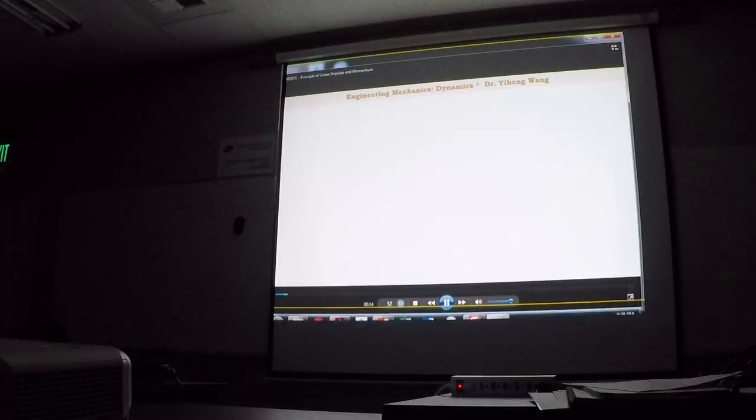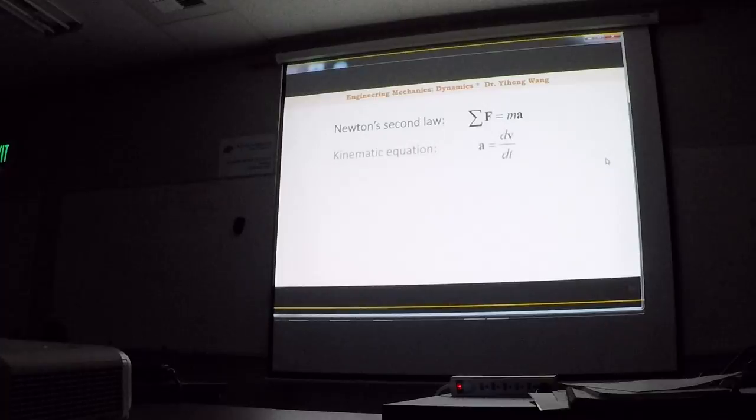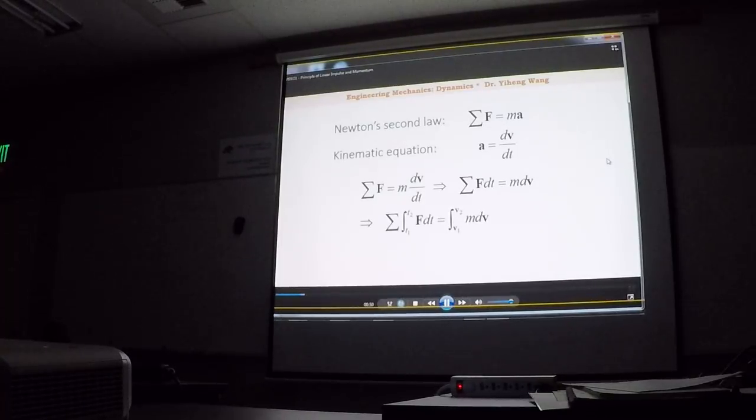We are already very familiar with Newton's second law that the resultant force acting on the object in a vector form equals m, its mass, multiplied by its acceleration a, also a vector that has the same direction as the resultant force. And also from kinematics, we know that acceleration is defined as the time derivative of the velocity vector. Therefore, by combining these two equations and multiplying dt to both sides, we can now integrate both sides of this equation for a process from state 1 to state 2.